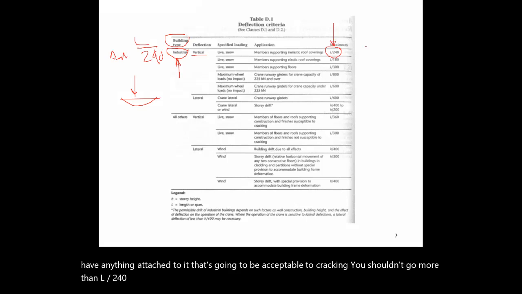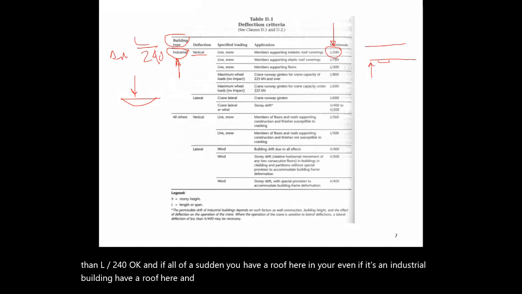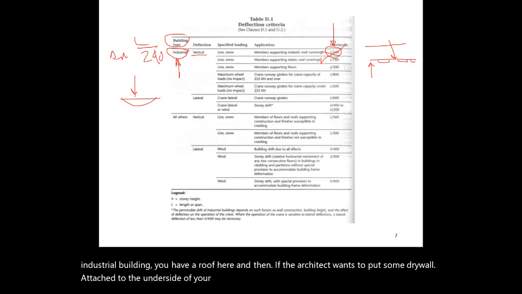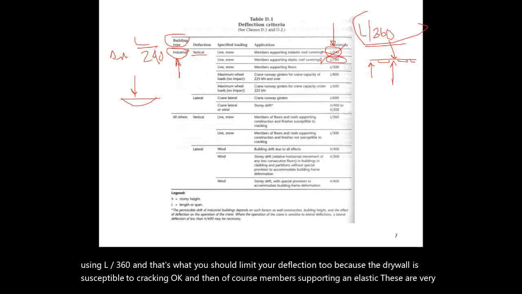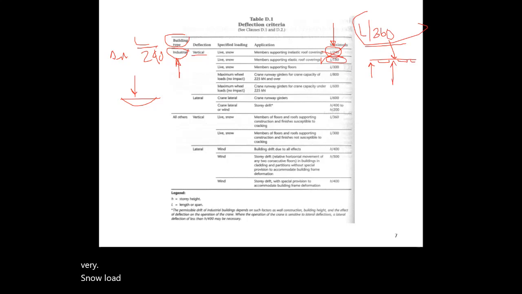And if all of a sudden you have a roof here, even if it's an industrial building, and then if the architect wants to put some drywall attached to the underside of your structure, then you shouldn't use L over 240, you should be using L over 360. And that's what you should limit your deflection to, because the drywall is susceptible to cracking, okay? And then of course, members supporting inelastic, these are very, very, snow load for floors, okay?